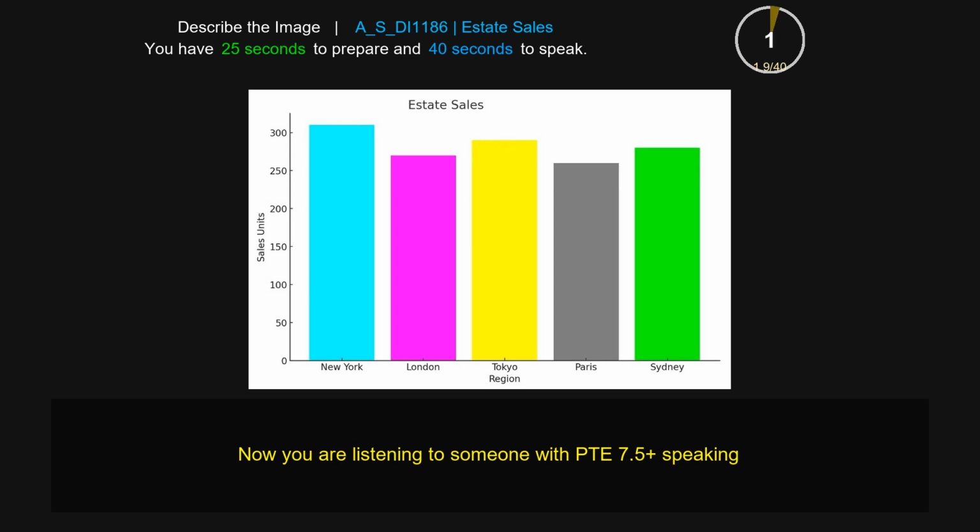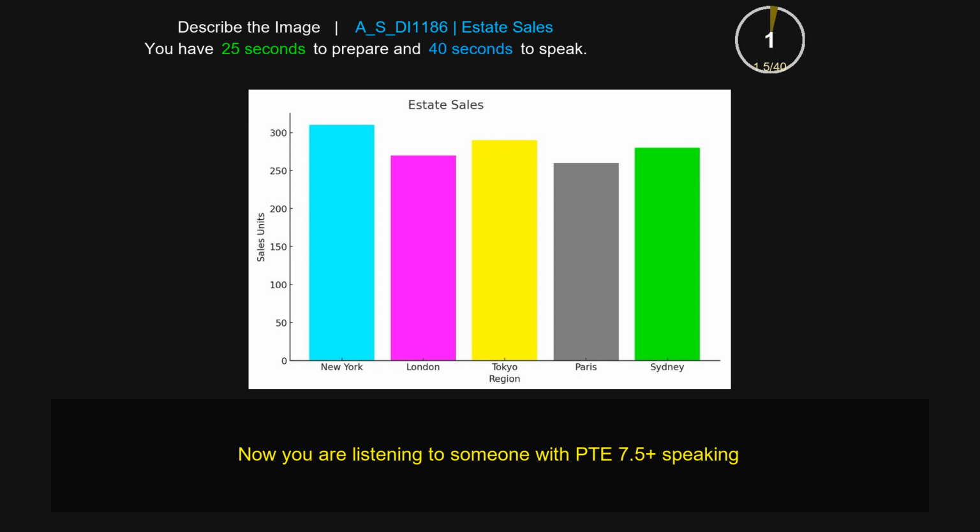The following image gives us information about estate sales. We can see on the x-axis there are countries that are New York, London, Tokyo, Paris and Sydney, and on the y-axis sale units are mentioned that are from 0 to 300. Initially, the highest sales units are that of New York that are 300, and furthermore London and Paris have almost equal sale units that are 250, and then comes Tokyo that has 250 to 270 sales units, and Sydney has almost 300 sale units. In conclusion, the image gives us information about real estate sales of different countries.